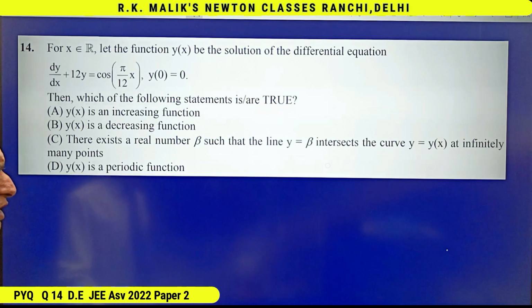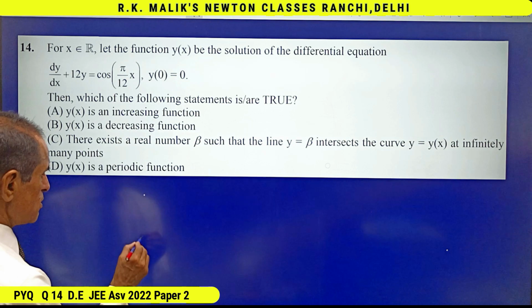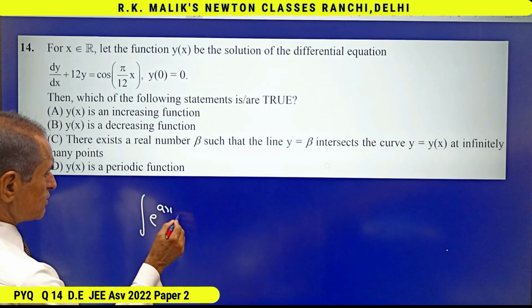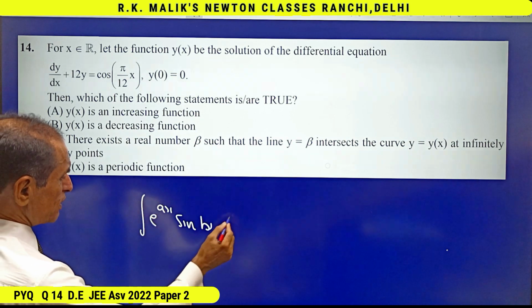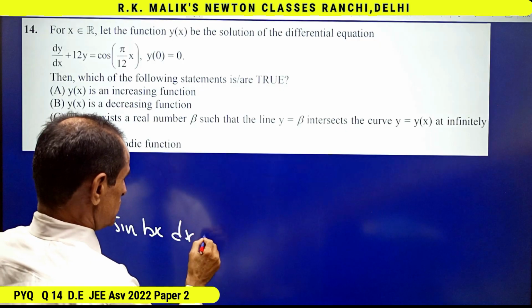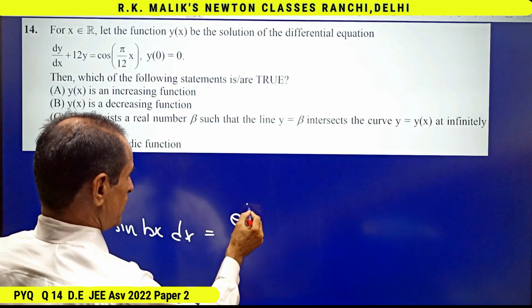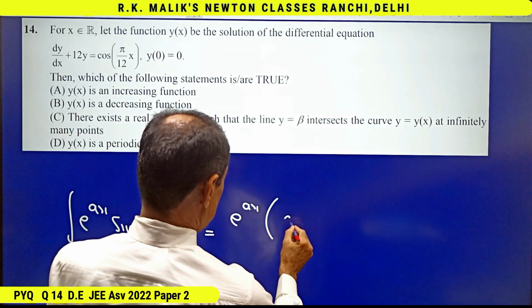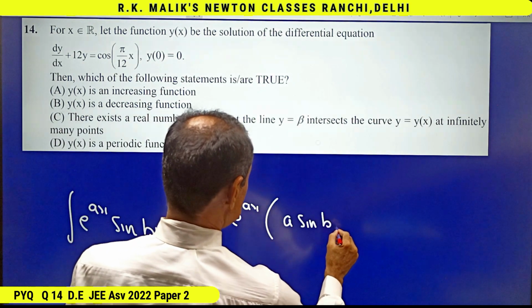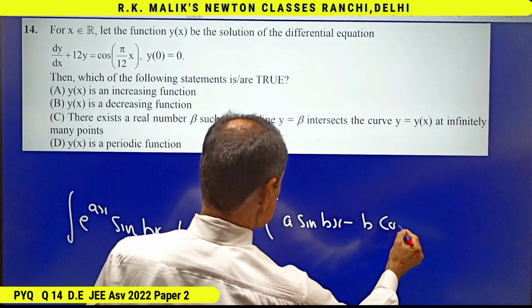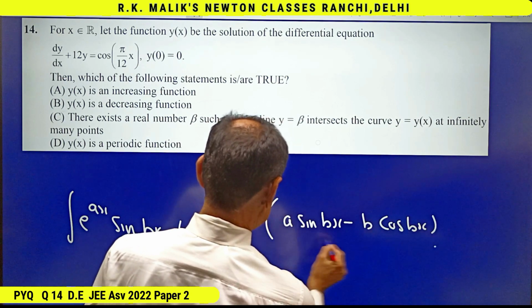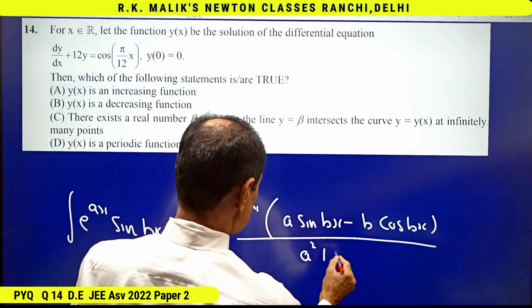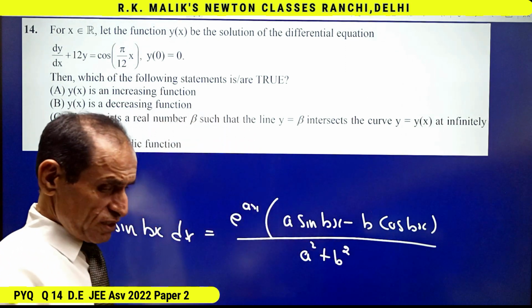Before I do this question, I would like to tell you a few formulas which will be very helpful and should always be known to you. First is the integral of e to the power ax sin bx dx. This is equal to e to the power ax times (a sin bx minus b cos bx) upon a square plus b square.